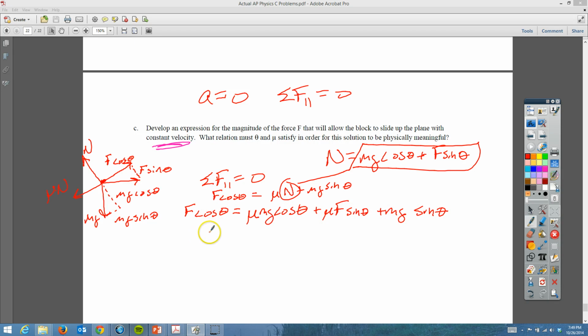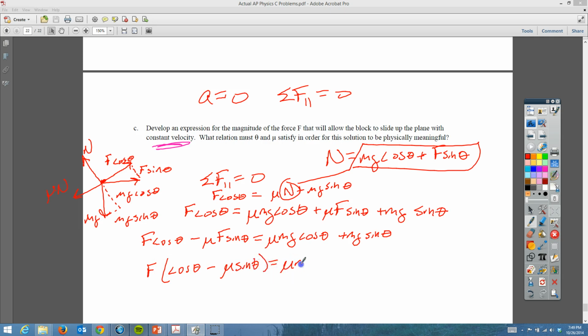So at this point, we need to get both of the F's on the same side. So we're going to subtract mu F sine of the angle. So F cosine of the angle minus mu F sine of the angle is equal to mu mg cosine of the angle, and then we add to that plus mg sine of the angle. We need to get the F's all by themselves, so F factors out. We have cosine of the angle minus mu sine of the angle, and that's equal to mu mg cosine of the angle plus mg sine of the angle.